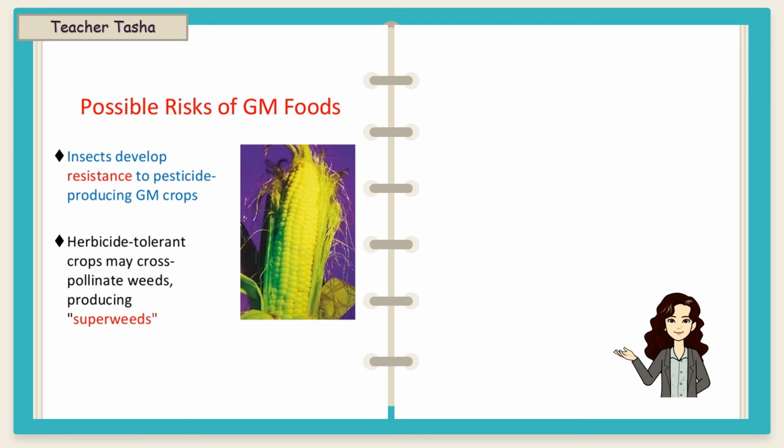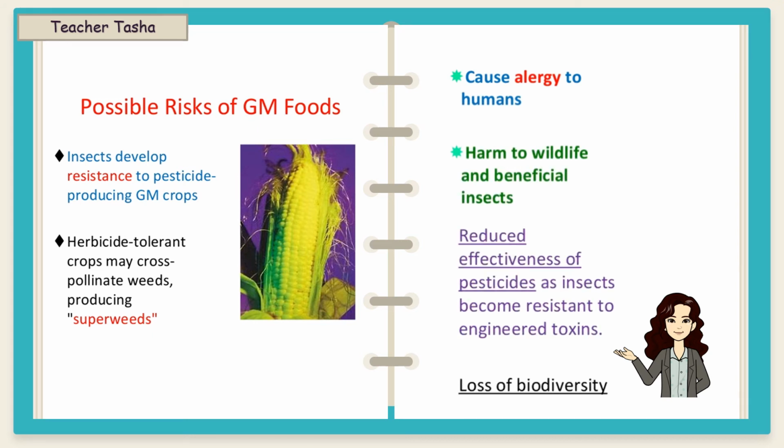So the possible risk of genetically modified food is that insects develop resistance to the pesticides produced by genetically modified crops. We also may have herbicide tolerant crops that may cross-pollinate with weeds, and they may produce superweeds. GM food also may cause allergy to humans, and harm to wildlife and beneficial insects. It may reduce the effectiveness of pesticide as insects become resistant to the engineered toxin, and therefore it may also cause loss of biodiversity.